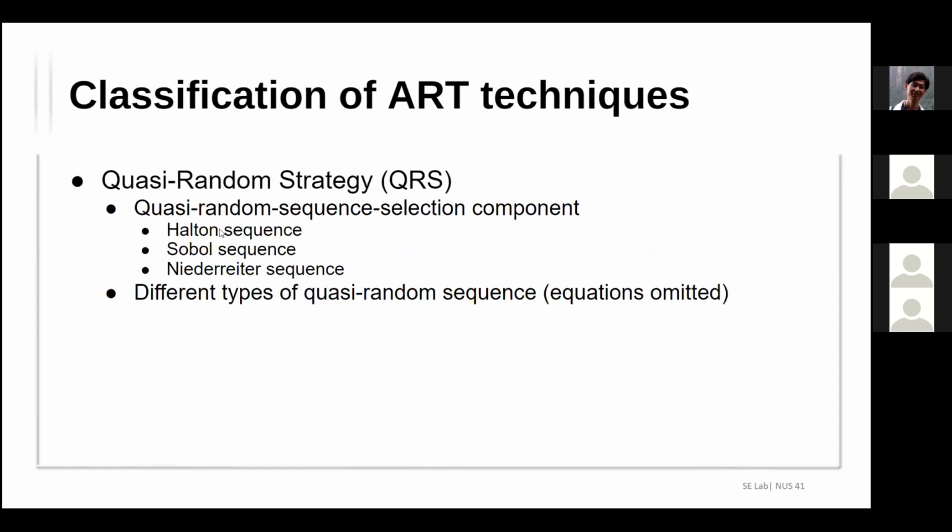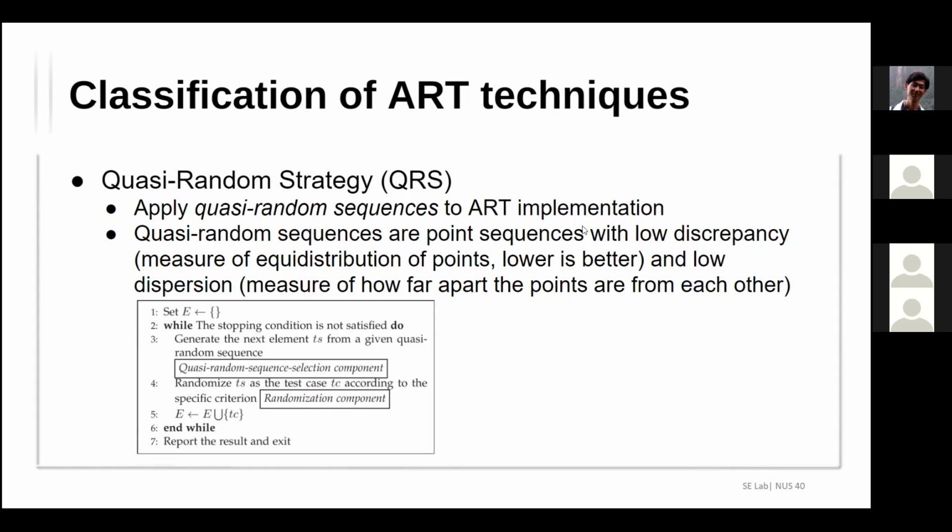Yeah. So the idea is that you have some quasi-random sequence, some sequence with low discrepancy. So it's good, equally distributed points and low dispersion. So the points are not very far away from each other.